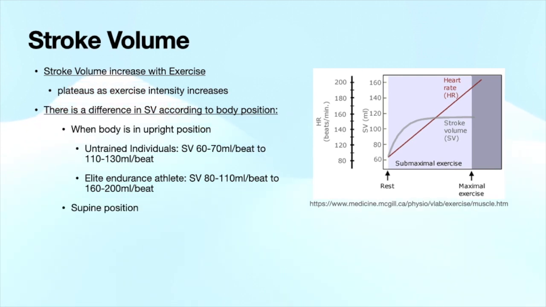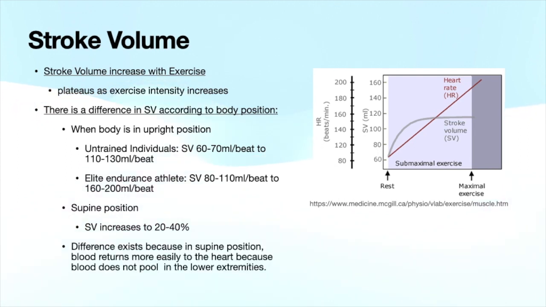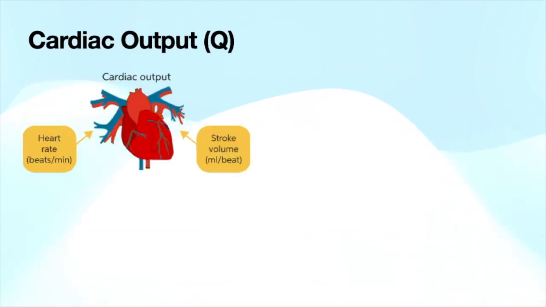Now that is when your body is in an upright position. When you're in a supine position, stroke volume actually increases. The difference exists because in supine position, blood returns more easily to the heart because it doesn't have to pull at the lower extremities. Okay, so again, what happens to the stroke volume with exercise? It increases.